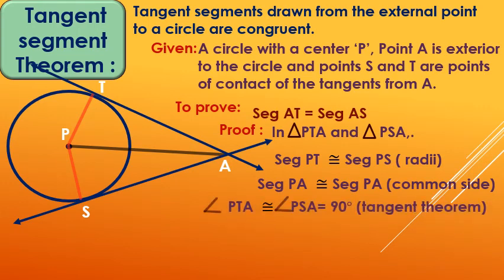And angle PTA and angle PSA both are 90 degree because according to the tangent theorem, they are perpendicular to the tangent. Therefore, triangle PTA is congruent to triangle PSA. Okay. Therefore, we can say that segment AT is equal to segment AS. Yes, dear students, this is tangent segment theorem.